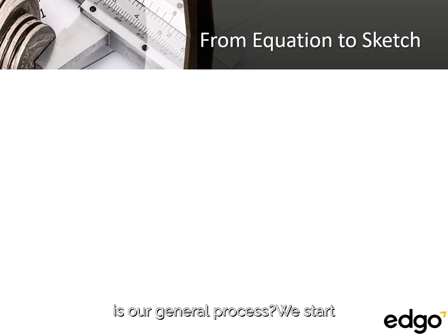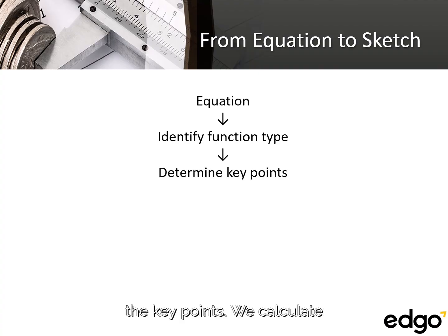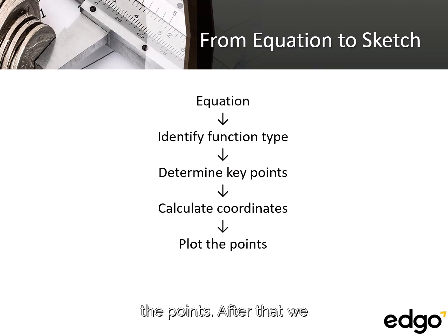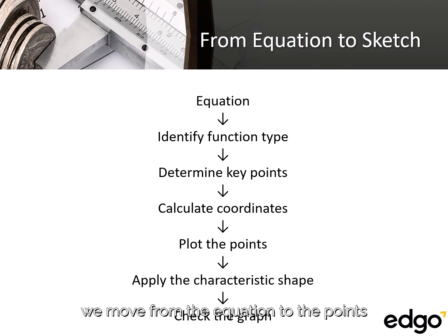So, what is our general process? We start with the equation. Then we identify the function type. Next, we determine the key points. We calculate their coordinates. Then we plot the points. After that, we apply the characteristic shape. And finally, we check the graph. So we move from the equation to the points, and from the points to the graph.